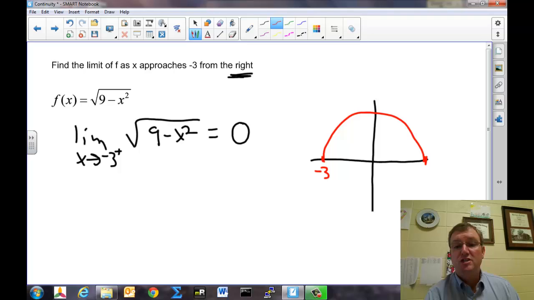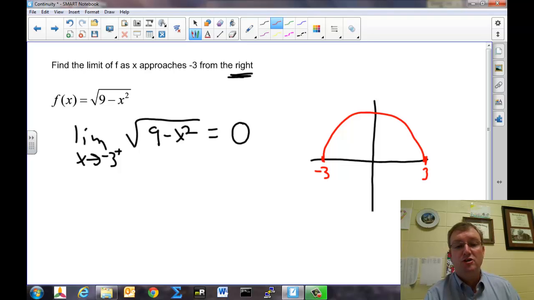The function's not defined. So we can't talk about the limit to the left of -3, nor can we talk about the limit to the right of +3. We can only talk about the limit at these endpoints from the right side for -3, from the left side for +3. And this is where we make an exception in our rules when we talk about continuity.